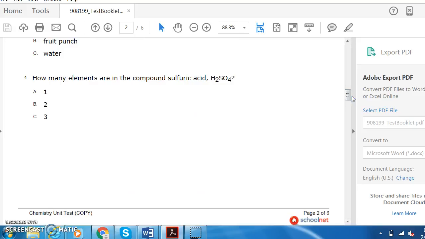Number 4. How many elements are in the compound sulfuric acid H2SO4? A. 1, B. 2, or C. 3.